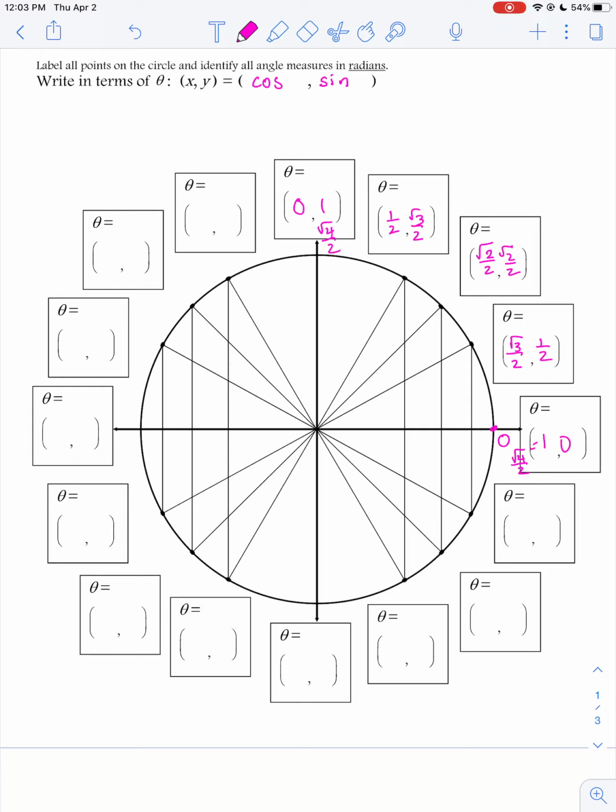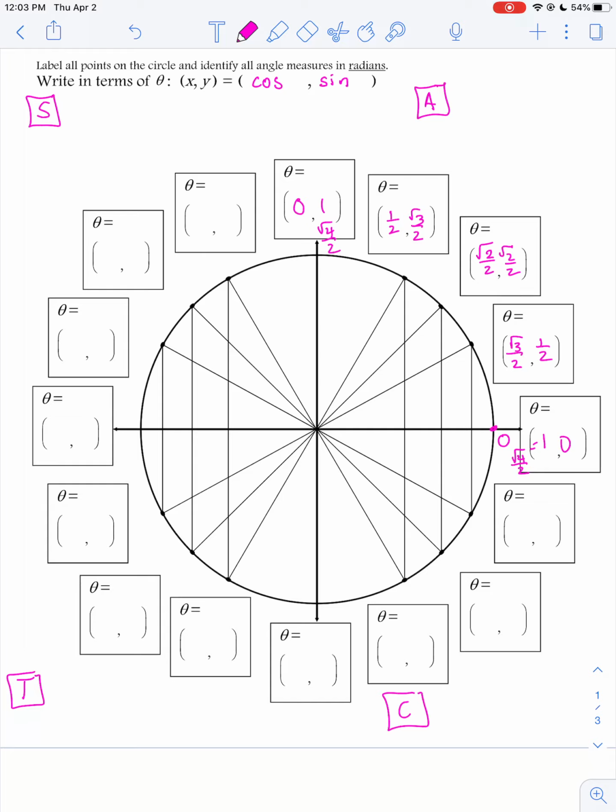Something else that we had learned in the previous video was that all the trig functions are positive in the first quadrant. Students, this is the acronym: All Students Take Calculus. So the third quadrant is T, and the fourth quadrant is C.